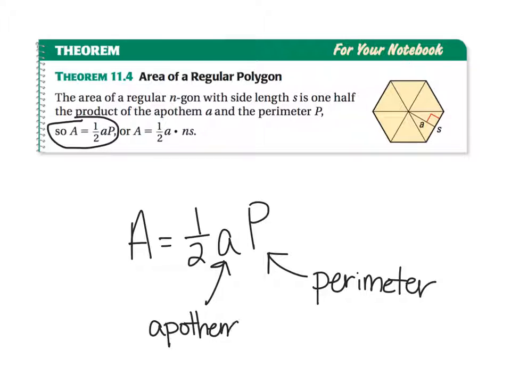So to find the area of a regular polygon, it has to be a regular polygon. This only works if the polygon is regular. Is 1/2 times the apothem times the perimeter.